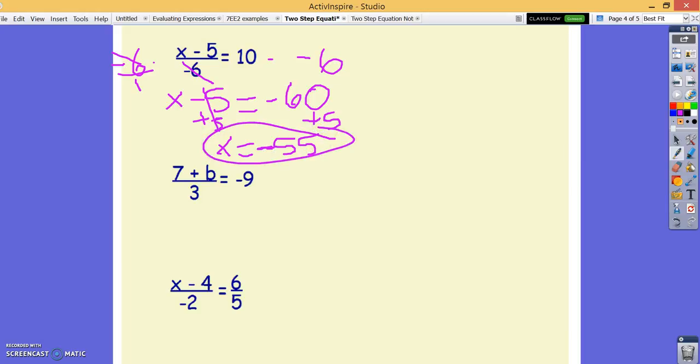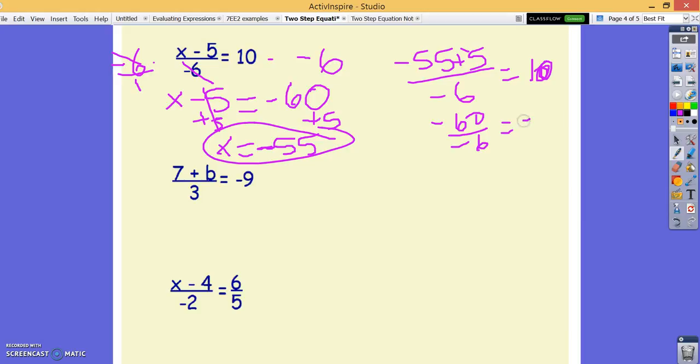And if I go to plug that back in, of course, I will find out that it works. -55 minus 5 is -60. Divided by -6, positive divided by negative is a positive, so 10 equals 10. I see that it works.